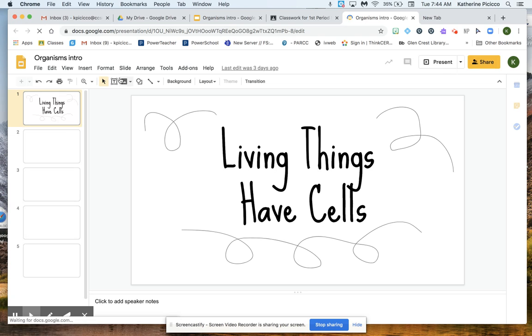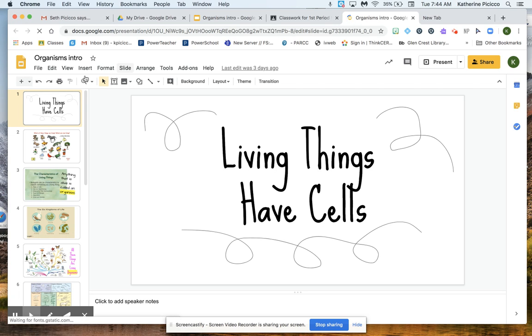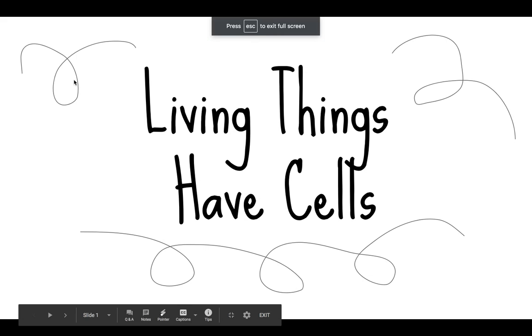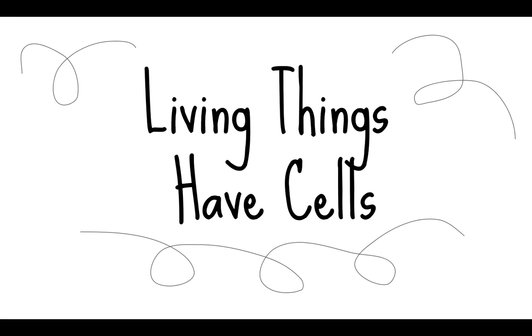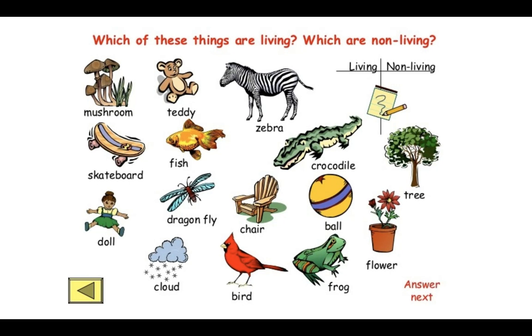So let's click on the organisms intro and I'll put it into a good format that you can see. Okay, here we go. Today we're going to talk about one of the major things that you learned last week, which is that living things have cells. Last week you had to take a look at a number of pictures and decide whether they were living or non-living. Clearly you can see on some of these pictures already that some of these things are alive and not alive. And that's what we talked about last week.